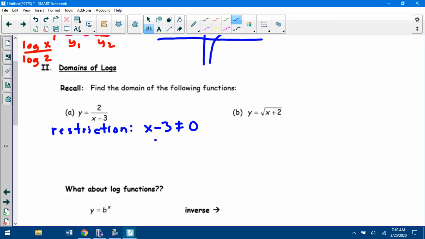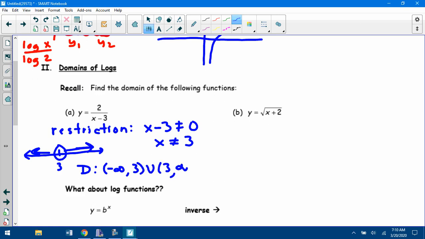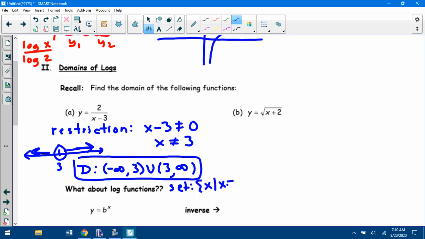We set the denominator equal to 0. In this case, can't be 0. So x can't be 3. Remember, that means it's not 3, but it is anything else. So the domain would have been negative infinity to 3, union 3 to infinity. That's interval notation. Remember, in set notation, we would have said x such that x cannot be 3.